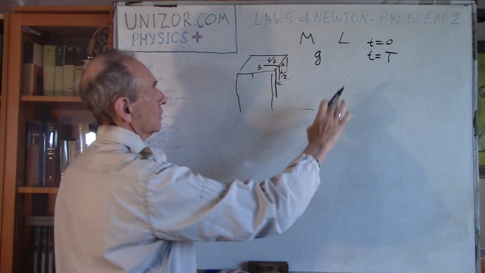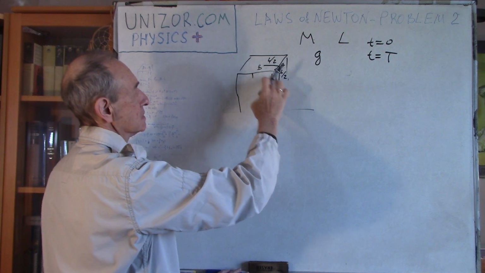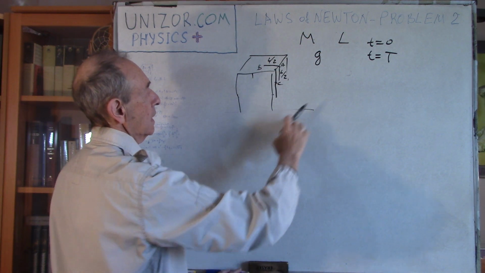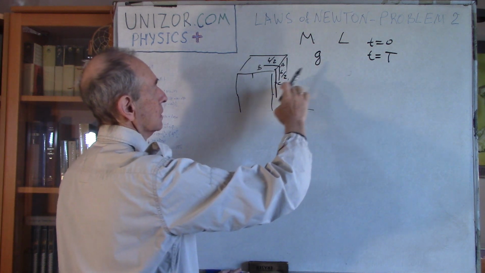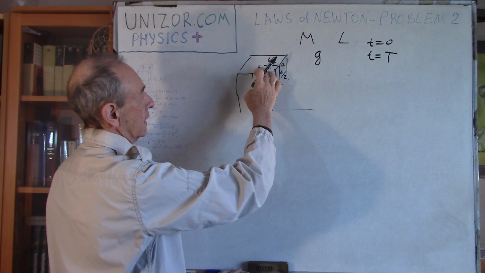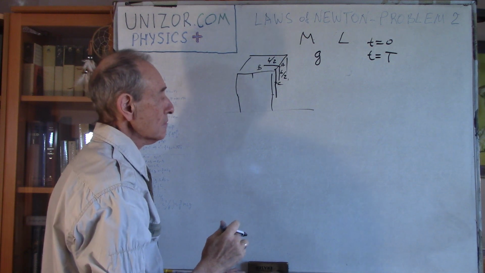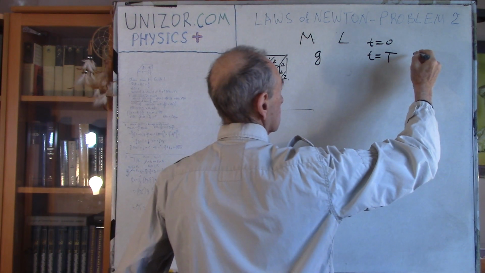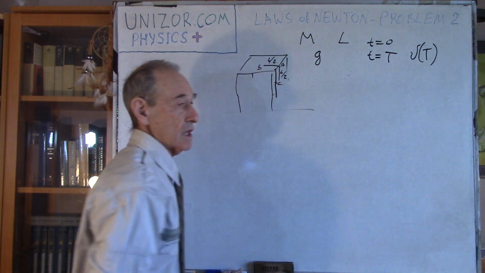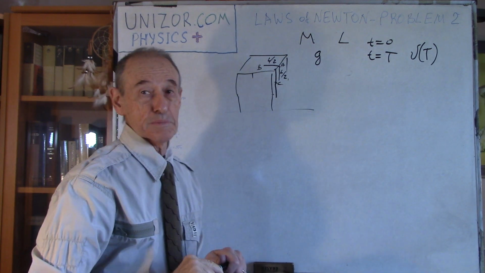So I'm talking about two different moments. The beginning, when the chain is at rest, half of this on the table, half of this is hanging down, and at the end of the motion, at capital T time, when the end of the chain is right at the edge of the table. I'm interested in the speed of the chain at that particular end of the experiment moment.